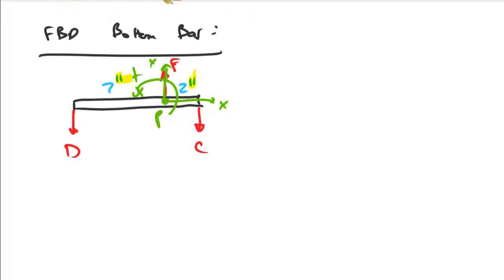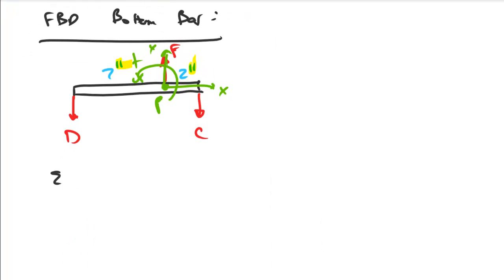So doing this, we'll take the sum of the torques around point P. This is going to be counterclockwise, right? So we have 7 inches times D.